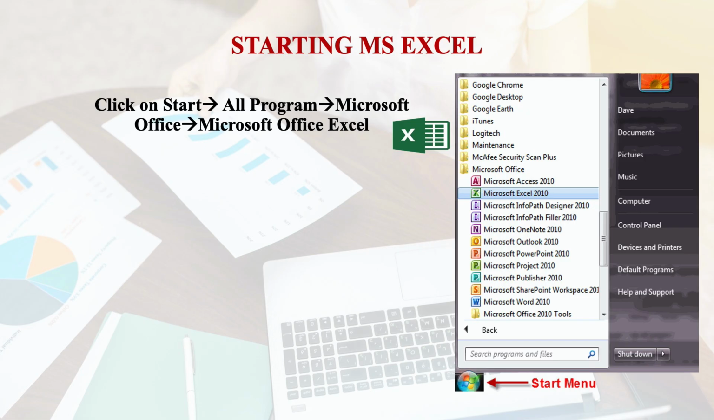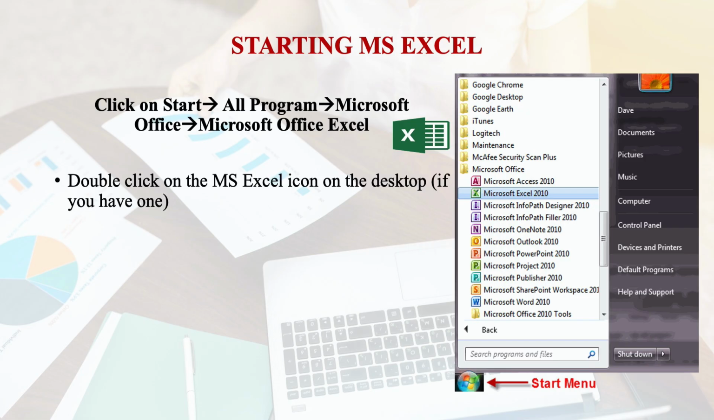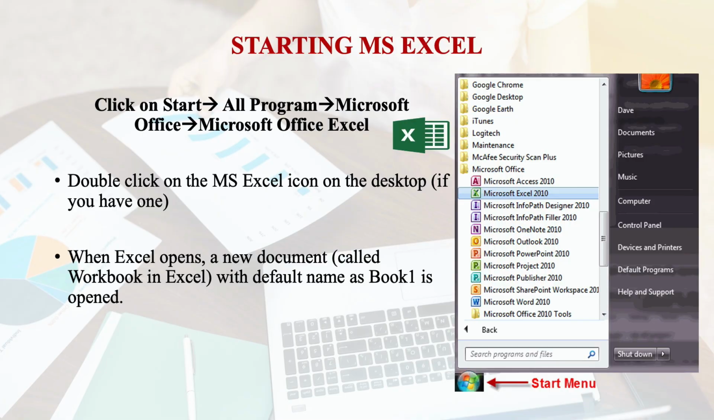Thereafter you may also opt for another way where you can click on an Excel icon on the desktop if you have one, or you can go to any Excel sheet and press Ctrl N. When you press Ctrl N, a new worksheet will be opened. When Excel opens, a new document is called a workbook in Excel, and the default name of that workbook is in fact Book 1.